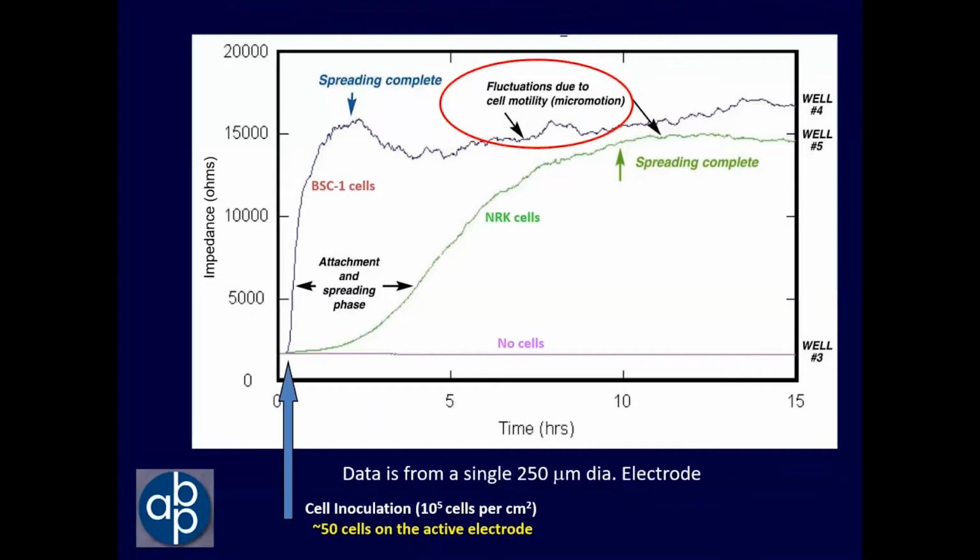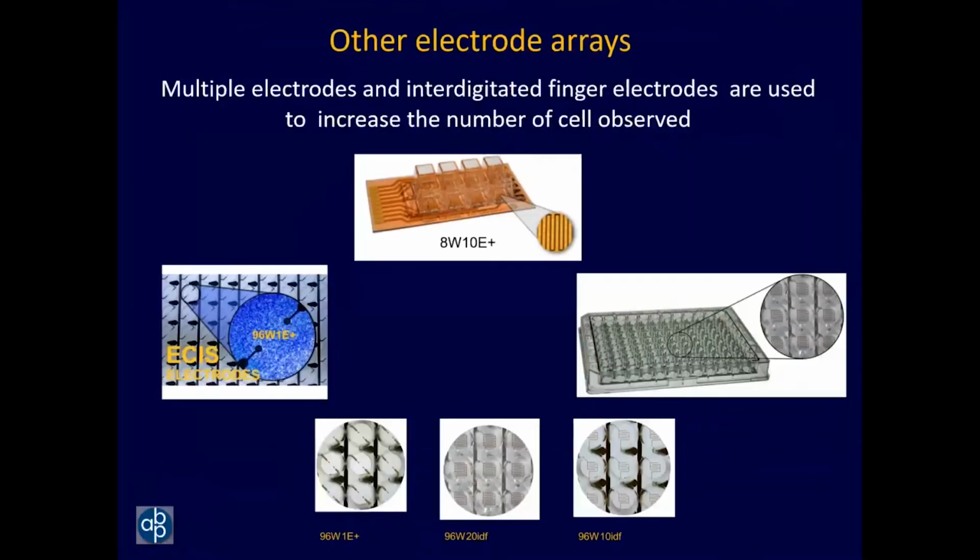and we do that by using much larger electrodes. For example, here you see an 8-well array which has 40 electrodes in each well. And there are other different patterns that we use where we have interdigitated fingers. So in these cases, we'll monitor the impedance over many more cells, and that will tend to decrease the presence of the micromotion.